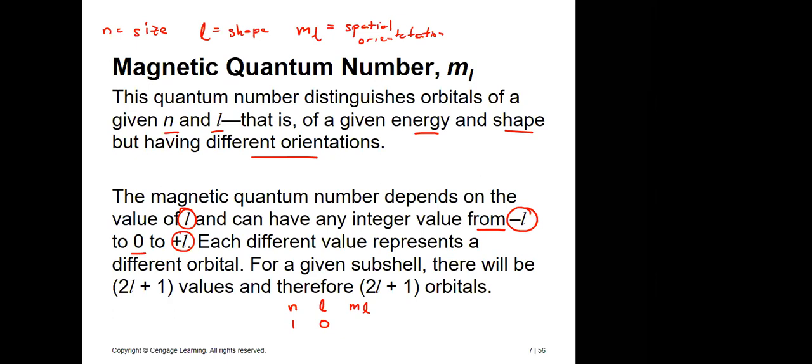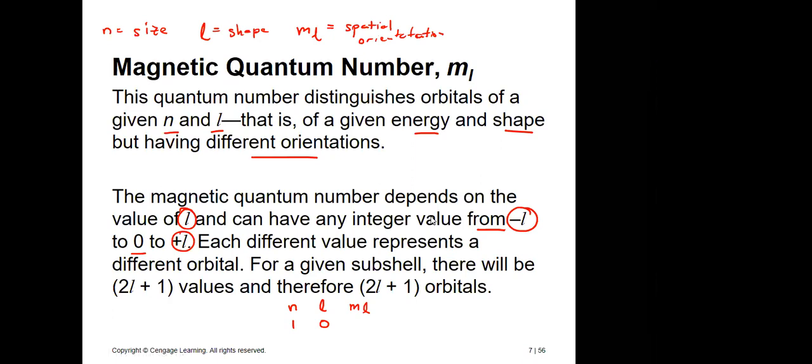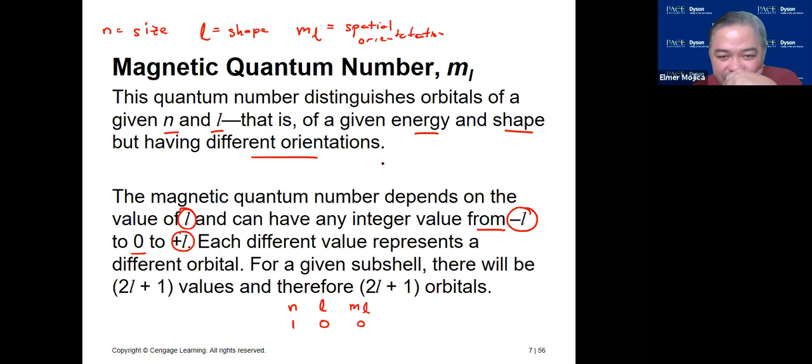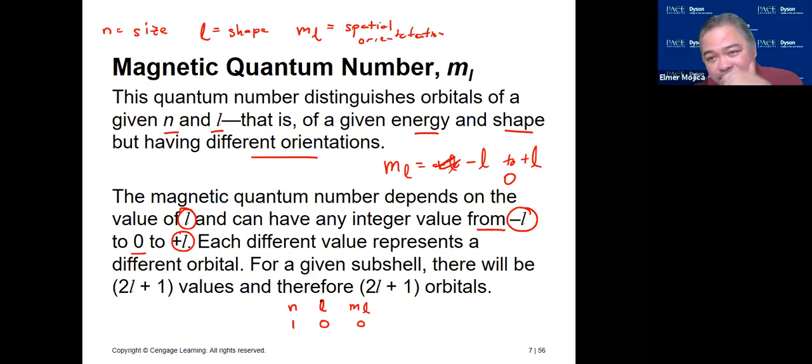Three. Anyone? 1. -1. What's the value of M sub L if I have the given N and L there? 3. 1. 0. Remember, the value of M sub L is from negative L to positive L, including 0. Now, what's the value of your L? 0. That's it. You don't have other value.